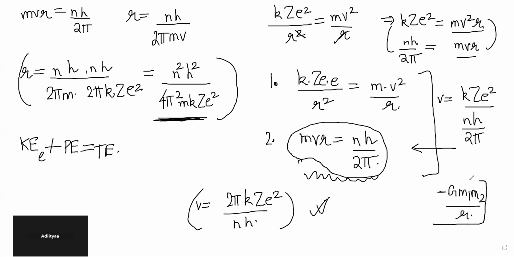Two masses separated by a distance r, the potential energy is this, right? If you don't know this, then you need to revise your physics of gravitation and all. No, I know, I know.